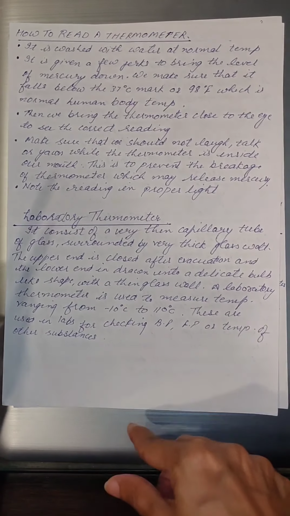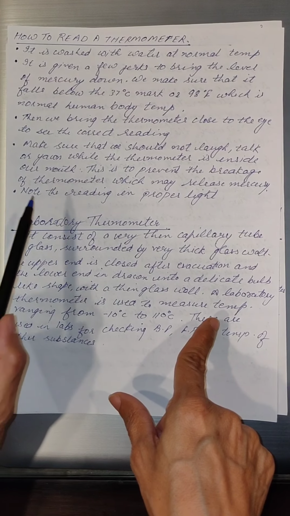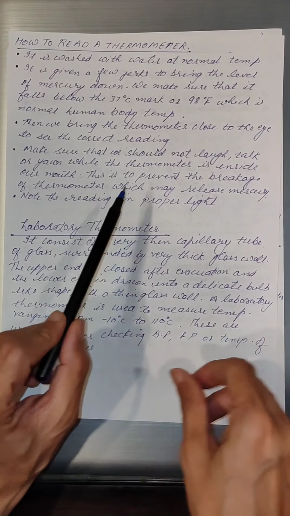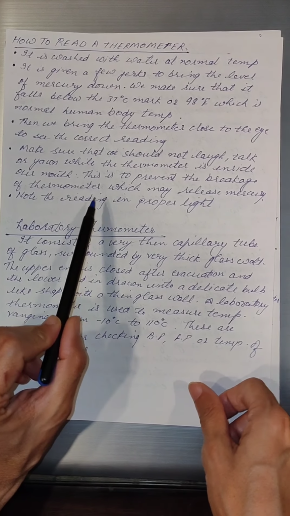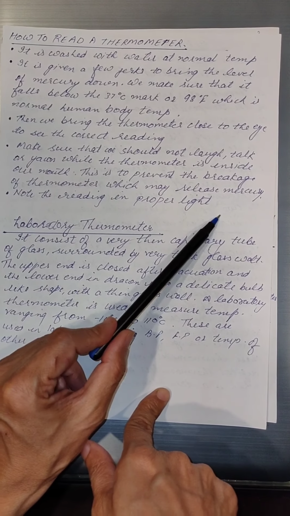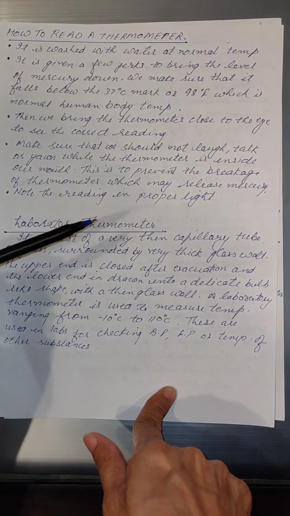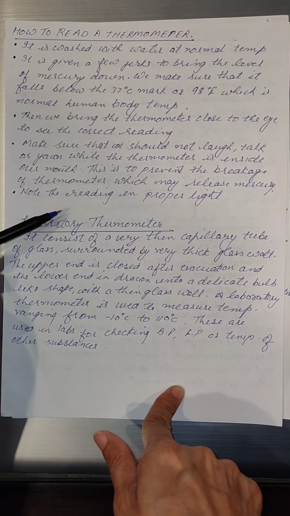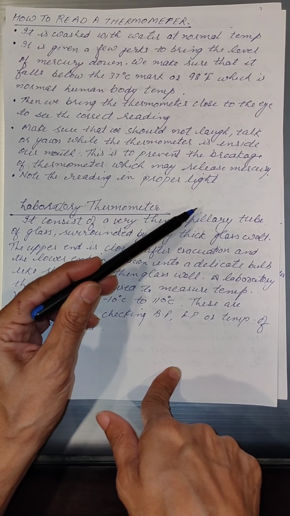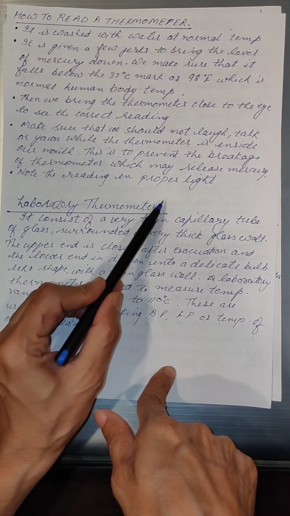We have to be very sure that we do not laugh, talk or yawn while the thermometer is inside our mouth. This is to prevent the breakage of the thermometer, which may release mercury, and we know that mercury is very harmful for us. After a given time, we should take the thermometer out of the mouth and read the proper reading in proper light. This is how we should deal with a clinical thermometer.